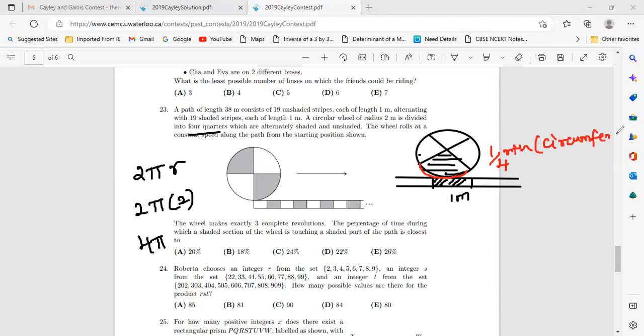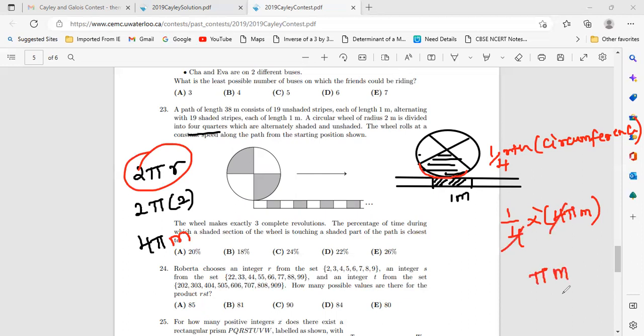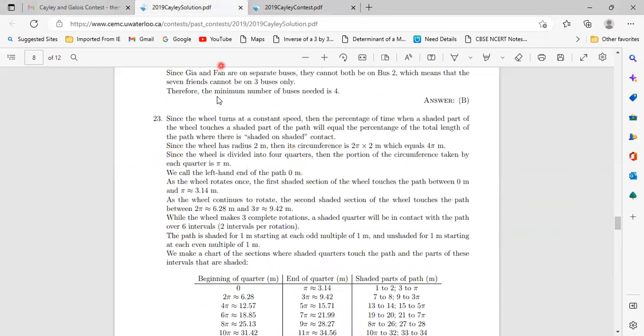Do you understand this part? Yes. Which means it's 1/4 times 2 pi r. We know the value of 2 pi r, which is 4 pi meters. So you're just going to substitute that over here. So cancel out the 4 and 4. You will have pi meters as the result for that. I'll just refer to the solution once. So the portion of the circumference taken by each quarter is pi meters.